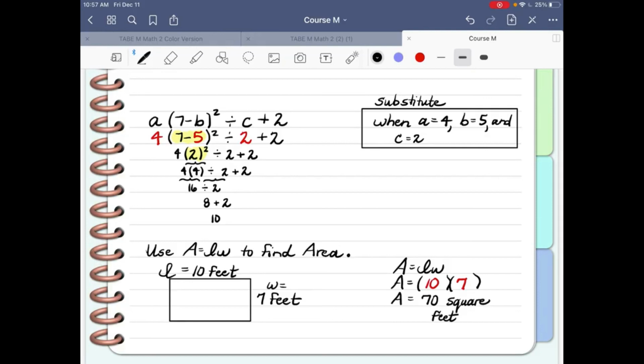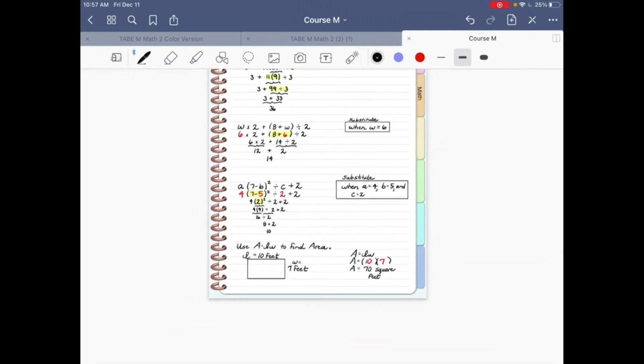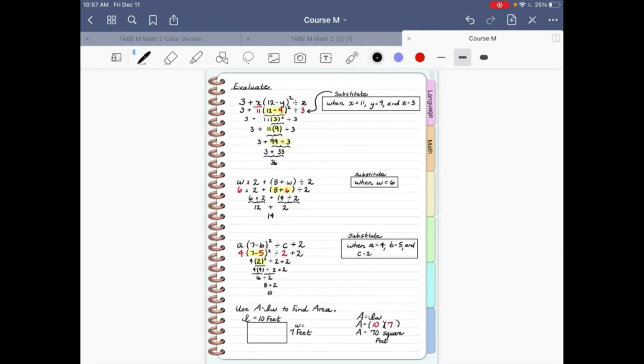Sometimes instead of giving you the when statement, they'll give you a diagram to look at. So I wanted to be sure that we looked at one of those. Those are some examples of substituting and evaluating, also of the order of operations. So that's good practice for that skill as well.